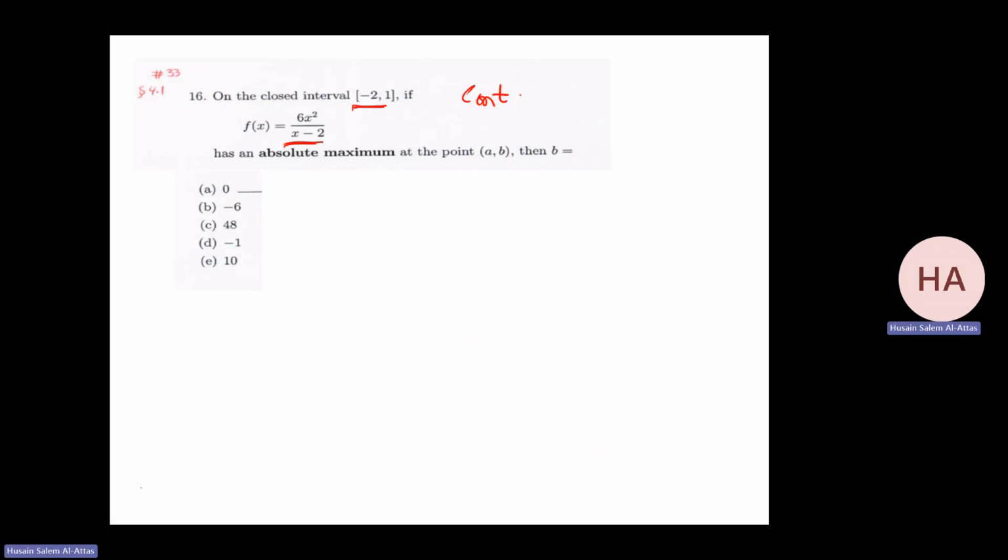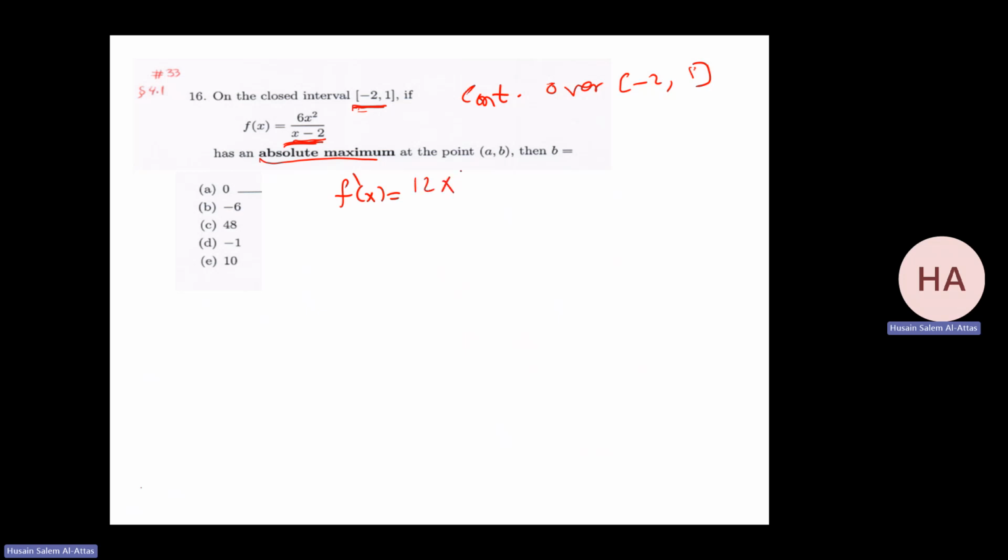Okay, this is continuous over a closed interval, and he wants the absolute maximum. Okay, so let us do the calculation. Yeah, the function is continuous. I'm concerned about x equal to 2, which is not in this interval. So it's continuous, let me say, over this interval. So we'll find f prime. It's just a quotient rule, easy quotient rule.